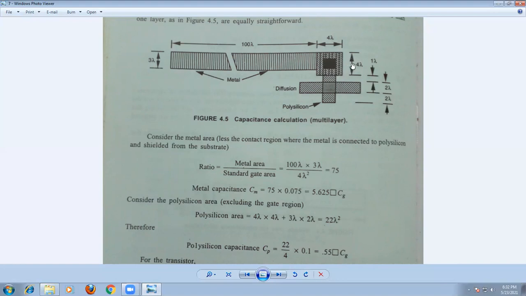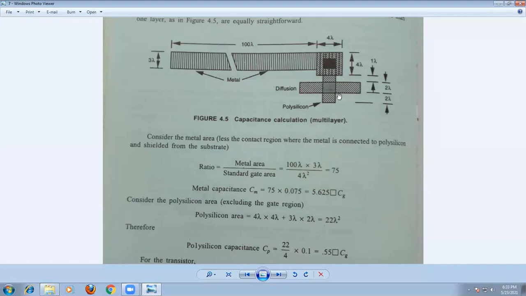So what is the length? 4 lambda into 4 lambda poly, plus this is 1 lambda and this is 2 lambda. Just remember this: what is the distance from here to here? This is 2 lambda. You can see automatically from here to here is 2 lambda. But from here to here, 1 lambda is given. So this is 1 lambda plus this is 2 lambda. Totally the polysilicon is having 3 lambda.